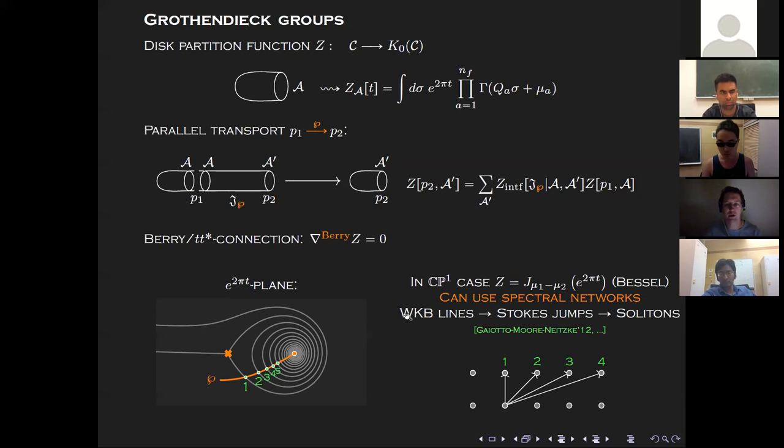So I have many WKB lines. For the case of CP1, it's depicting this picture. It's an infinite spiral converging to the singularity at zero, and these WKB lines correspond to Stokes jumps or soliton contributions. So if I go towards zero, I intersect infinitely many WKB lines, and each such intersection corresponds to one of the solitons I have mentioned earlier.